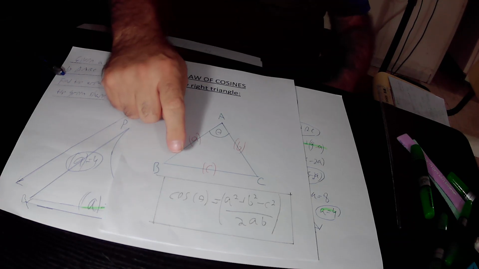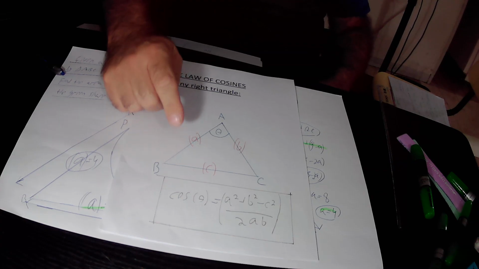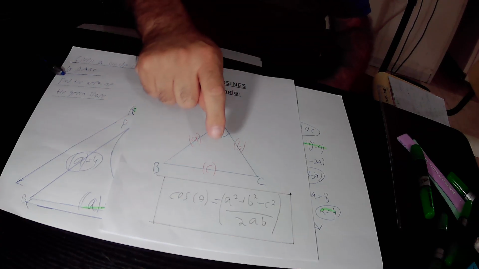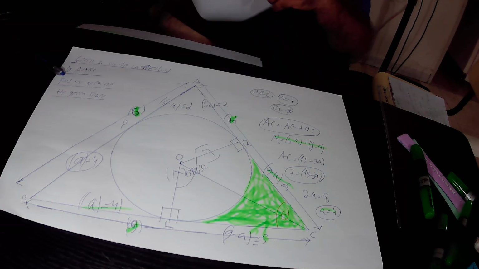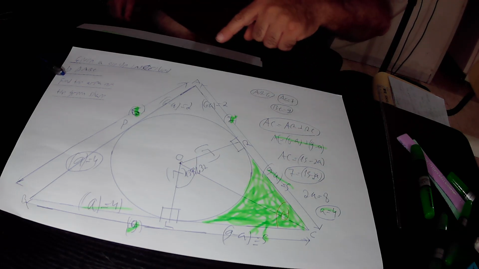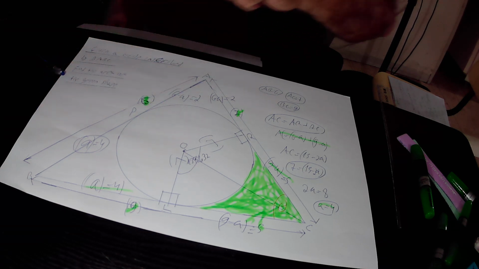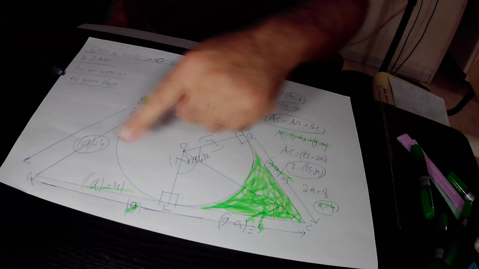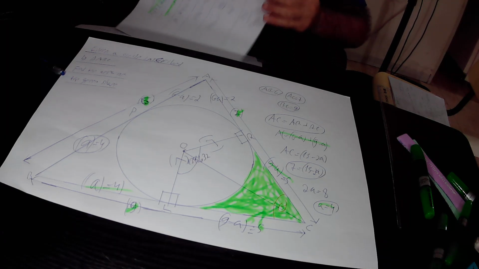Cosine theta equals a squared plus b squared minus c squared over 2 times a times b. Again, if we implement the law of cosines in this triangle ABC, we get that cosine theta equals AC squared plus CB squared minus AB squared over 2 times AC times CB. According to the law of cosines, in this triangle ABC, the following equation is true.